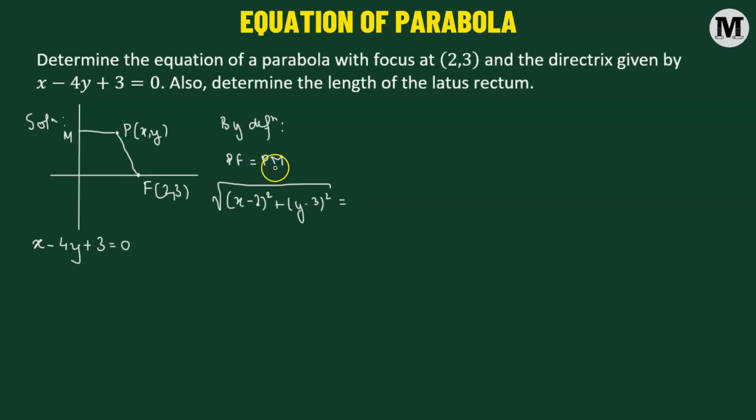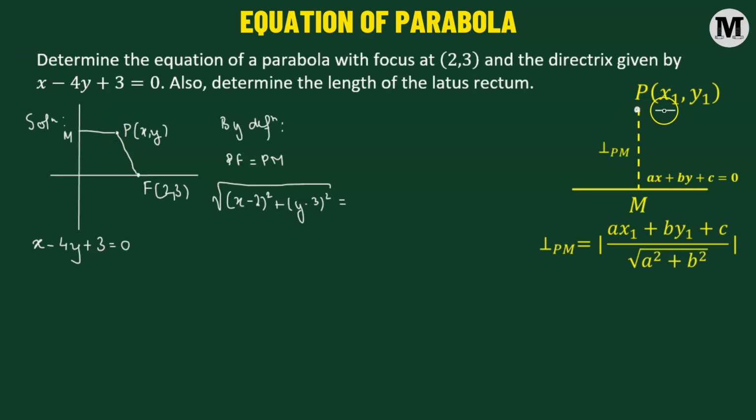Now to find the perpendicular length PM, we have to use a formula here. Let's say we have a point P with the coordinates (x1, y1), and we have another straight line with the equation ax plus by plus c equals 0. Then the perpendicular distance of the point P from the straight line is given by ax1 plus by1 plus c divided by the square root of a squared plus b squared. And since it's a distance, we have to consider the absolute value.